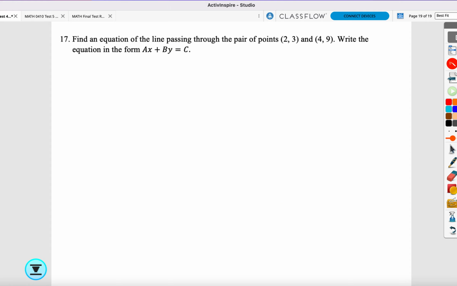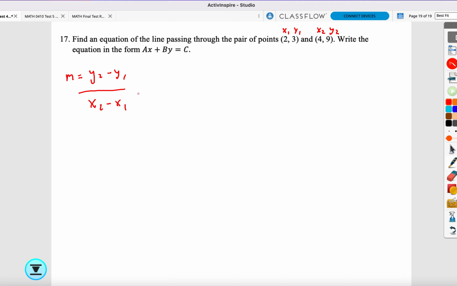All right, last problem, guys. Find the equation of the line that passes through the pair of points. Write the equation in ax plus by equals c. So we have 2 points, right? So that means we have to find the slope using the formula. So we know m equals y2 minus y1 over x2 minus x1. So label your points x1, y1, x2, y2.